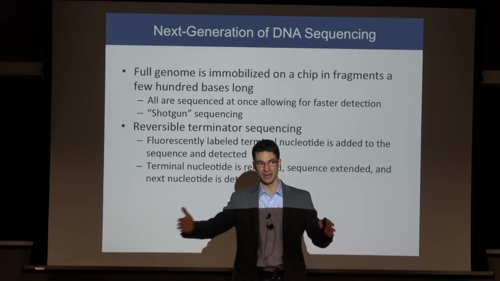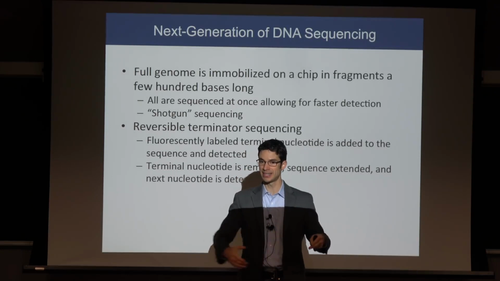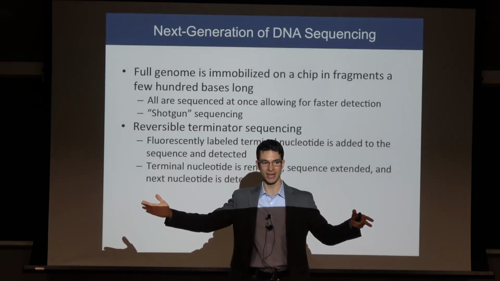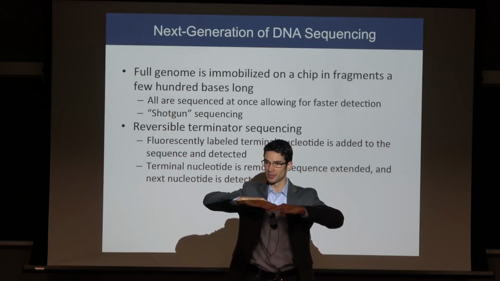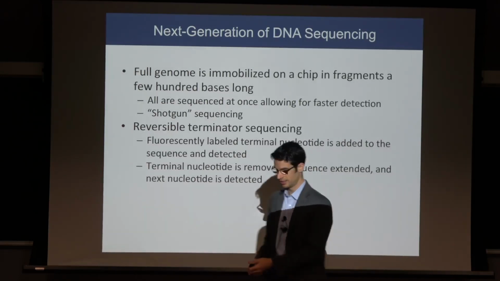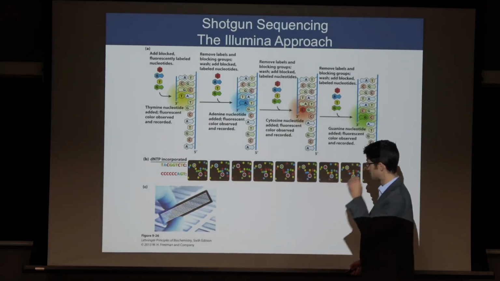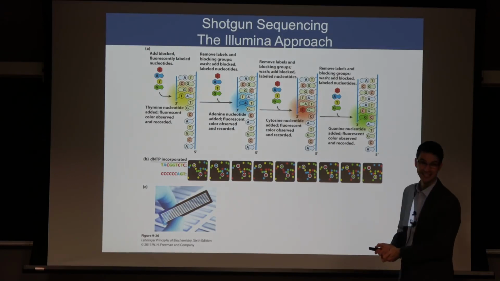And if you do this enough, and because they're overlapping little fragments, you take all the overlapping fragments, you find the regions of similarity, and then using a computer, you can stitch together the entire genome. So this is the schematic diagram of what I rather ineloquently tried to explain to you.